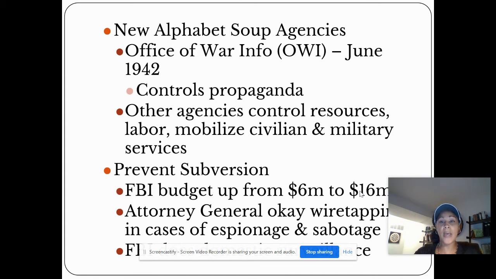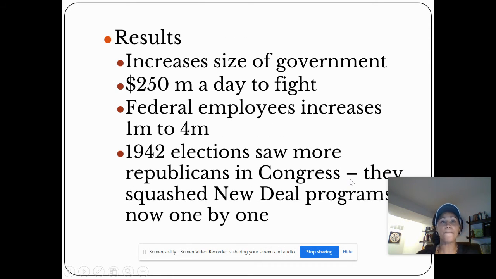The Attorney General has the okay to wiretap in case of espionage and other sabotage. And this is where we begin seeing wiretapping take off from there all the way until we get to Watergate. So we're going to see how that plays a role too. Basically, the size of government has increased tremendously. It costs 250 million a day to fight. Federal employees increase from 1 million to 4 million. It's like how we have things like FEMA now that we didn't have before.